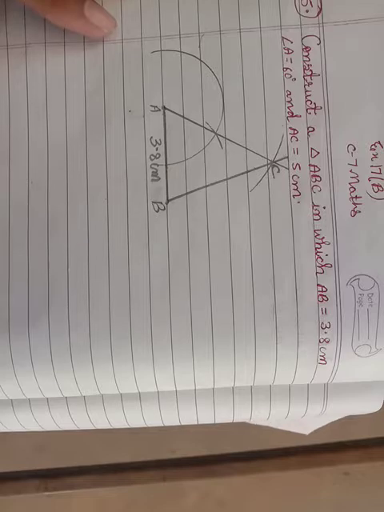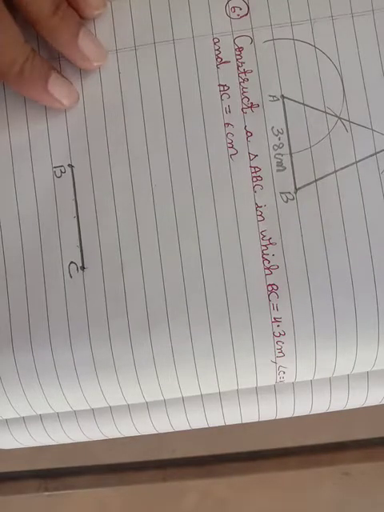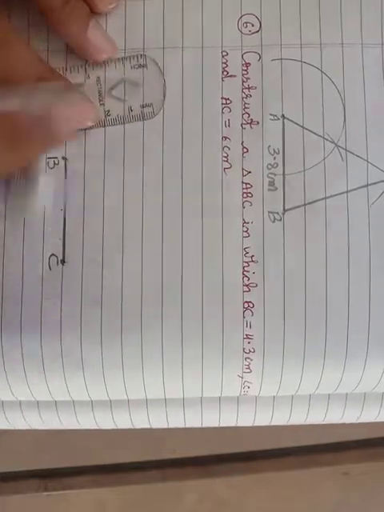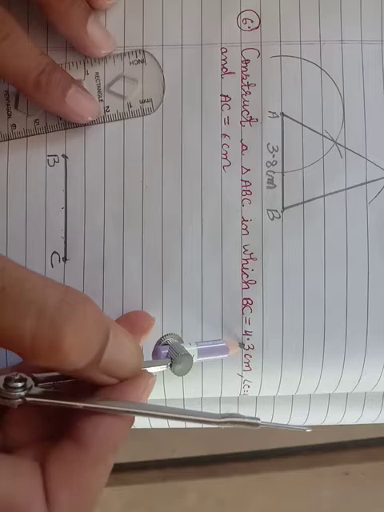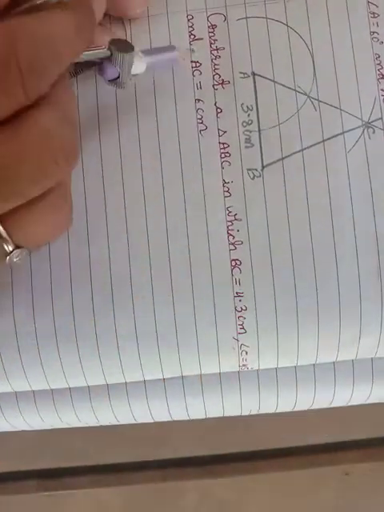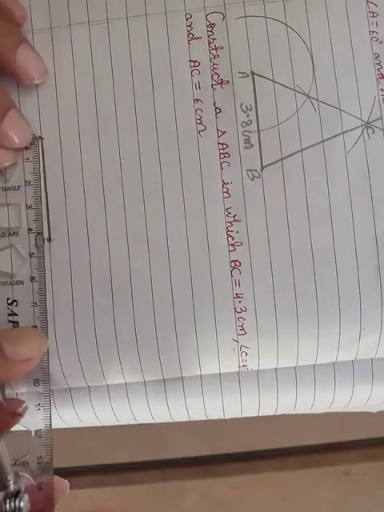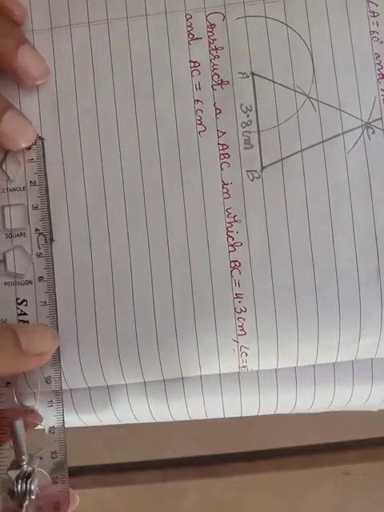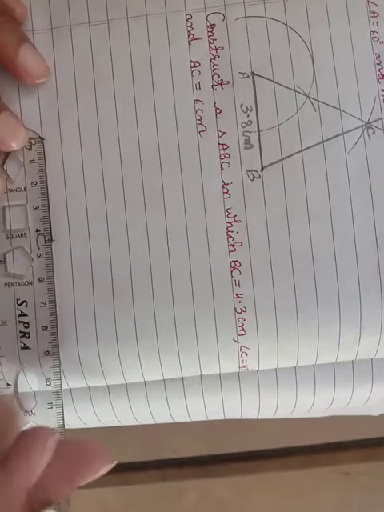Okay students, now we will see next question number 6. Construct a triangle ABC in which BC is equal to 4.3 centimeter, angle C is equal to 45 degree and AC is equal to 6 centimeter. So students, here I have drawn a line segment BC is equal to 4.3 centimeter. Let's see, it is 4.3.